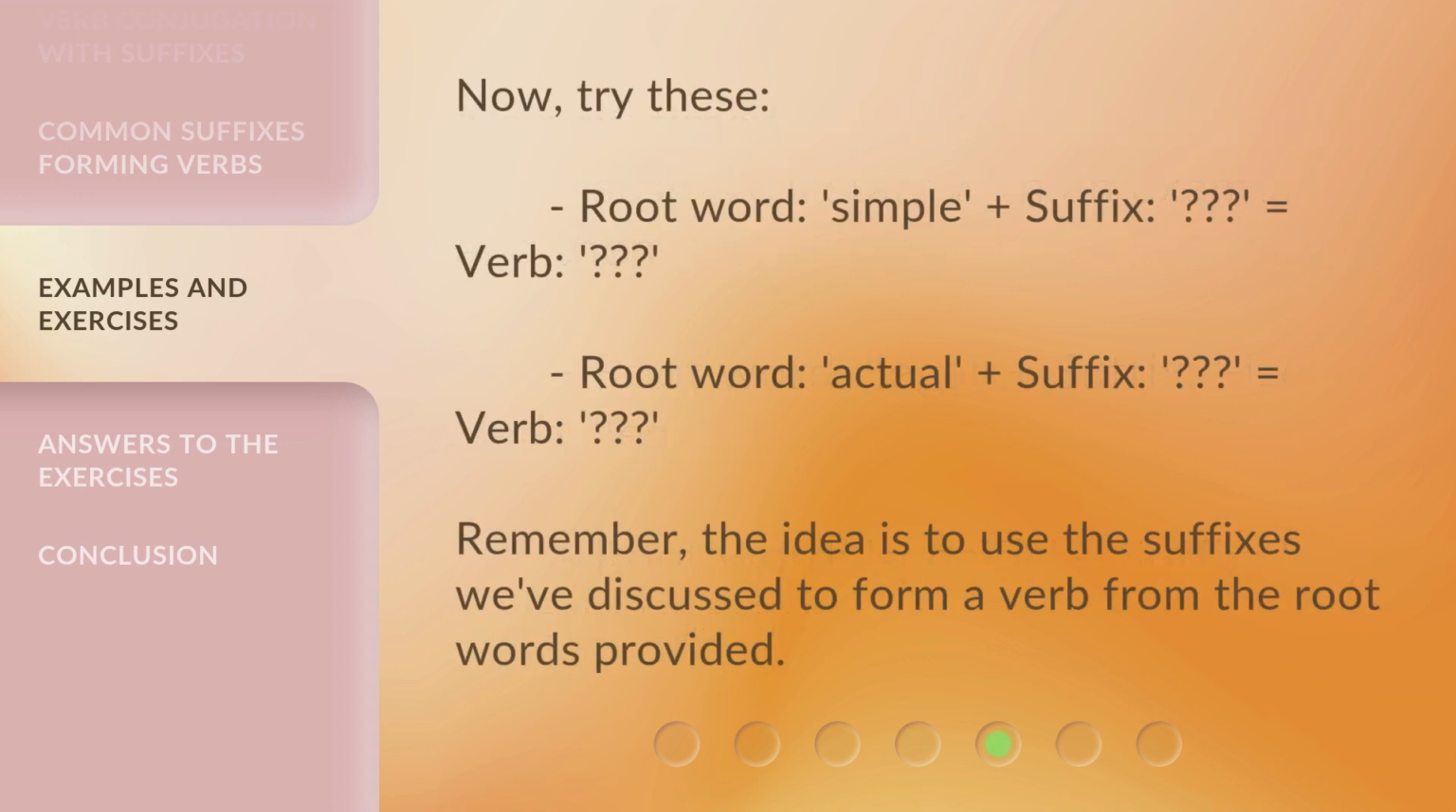Now, try these. Root word, simple, plus suffix, equals verb. Root word, actual, plus suffix, equals verb. Remember, the idea is to use the suffixes we've discussed to form a verb from the root words provided.